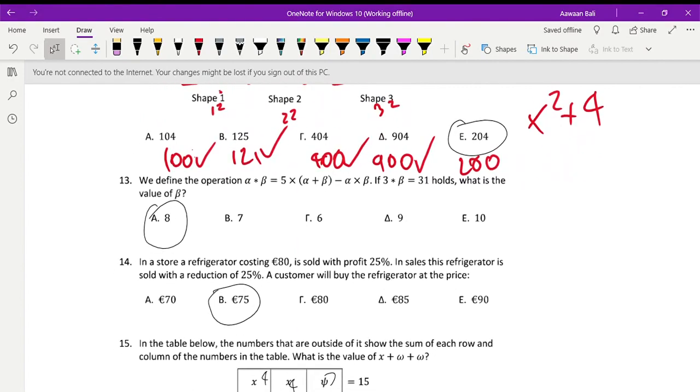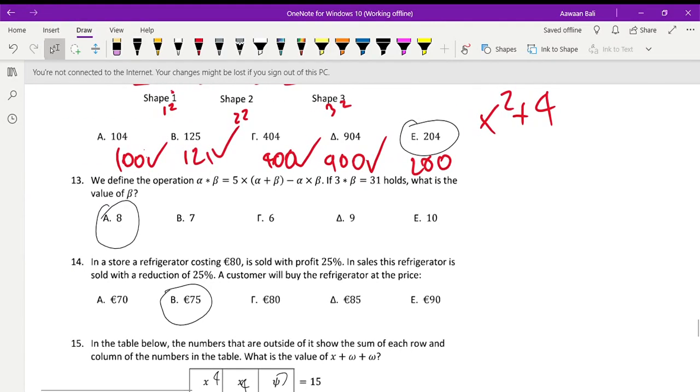We define the operation alpha asterisk beta is equal to 5 times alpha plus beta minus alpha times beta. If 3 asterisk beta is equal to 31, what is the value of beta?